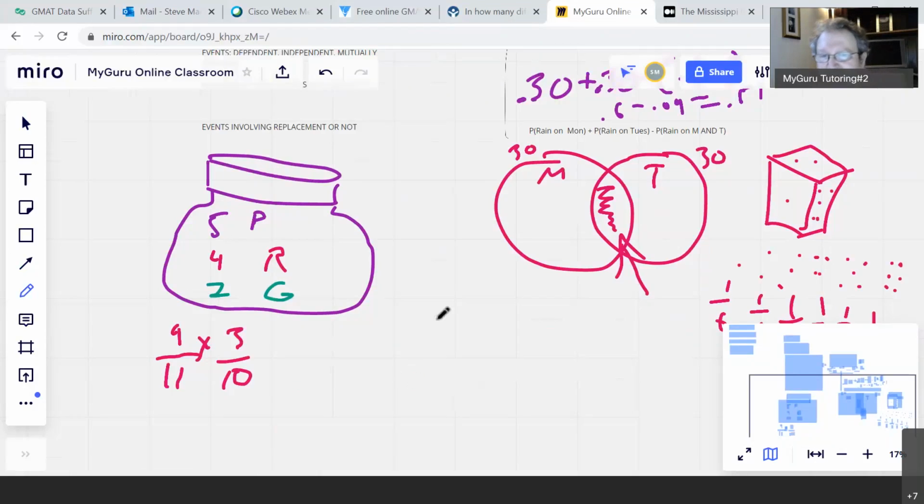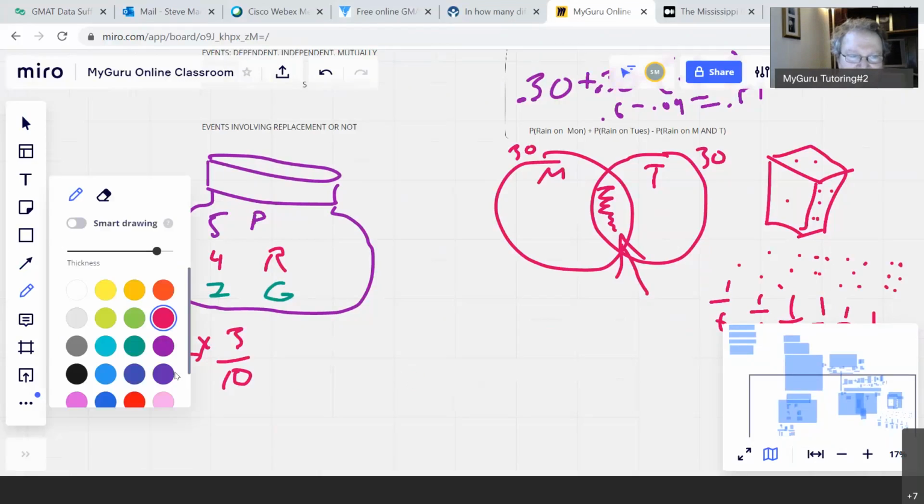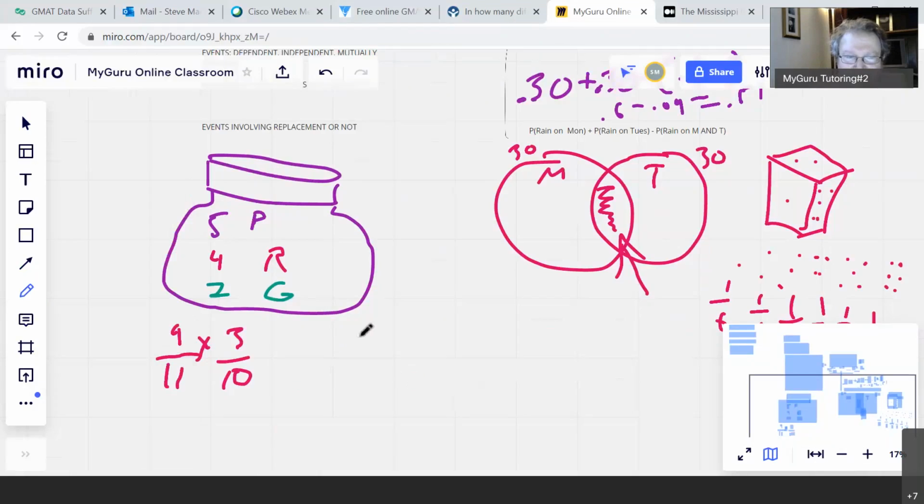That is different from the with replacement. If I said, for example, what's the probability of choosing a purple marble, putting it back, and then choosing a green marble? Then the probability of choosing the first marble would be 5 out of 11. I put it back now, so I've replaced it. And then choosing a green is going to be times 2 out of 11. All right. So be aware of the replacement situation.